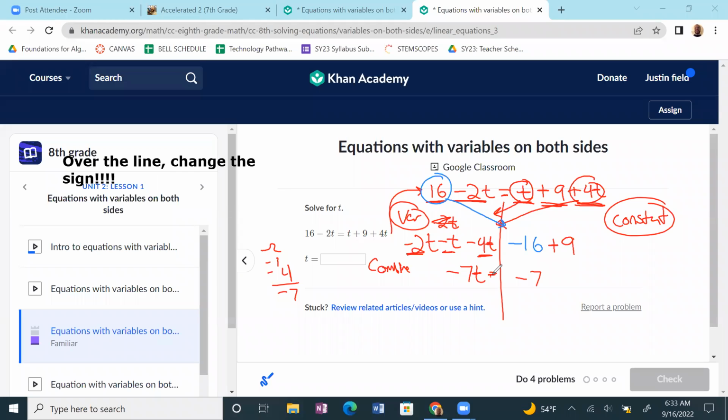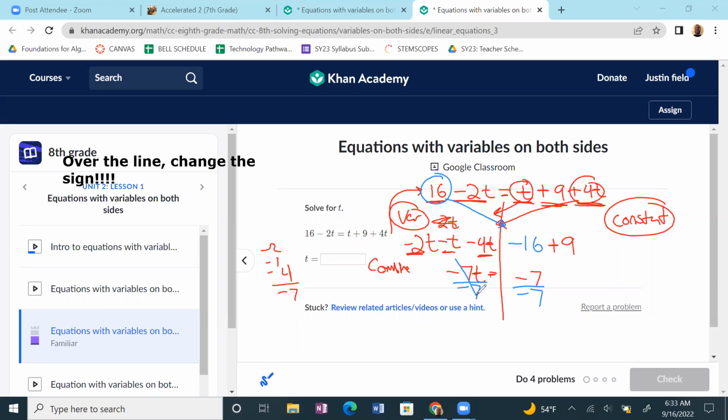All right, so we put our variables on the left, write that down. Constants on the right, write that down. Then we combine like terms, write that down. And the last step, you should already know, we got to divide. We got to divide both sides by the coefficient of t.